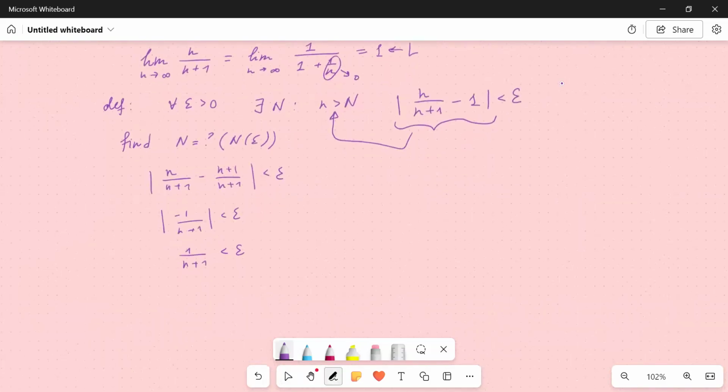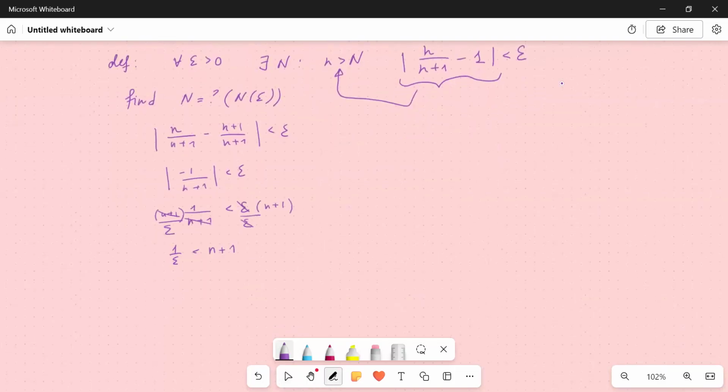And I'm going to modify it a little bit. I'm going to multiply by n plus 1 on both sides, and divide by epsilon on both sides. So here we cancel this, here we cancel this. We have 1 over epsilon less than n plus 1, or 1 over epsilon minus 1 less than n. If you compare this expression to what we need, we'll need to figure out for which big N little n is going to satisfy all these conditions back over here.